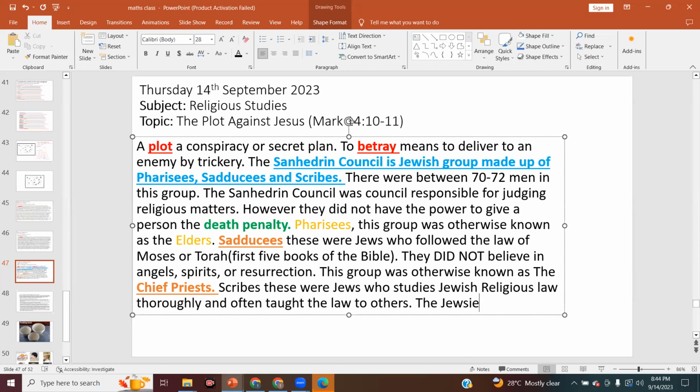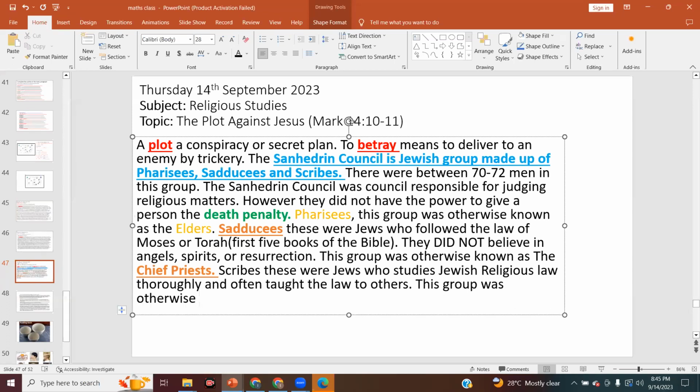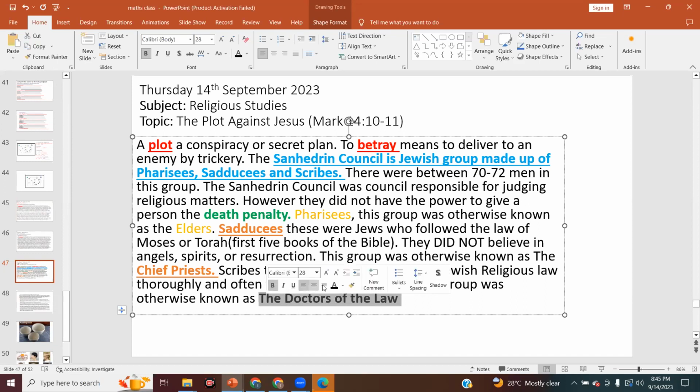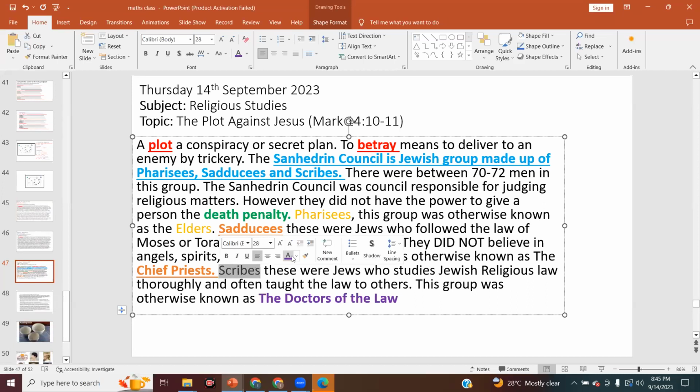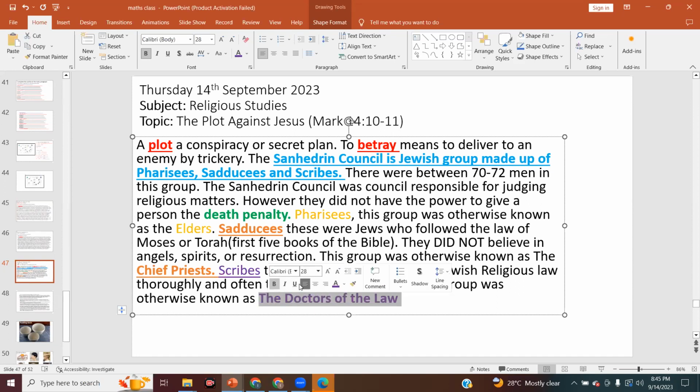And this group was otherwise known as the doctors of the law. So scribes were known as the doctors of the law, right? Pharisees were known as the elders, and Sadducees were known as the chief priests. Okay, so just make a note of those three things.